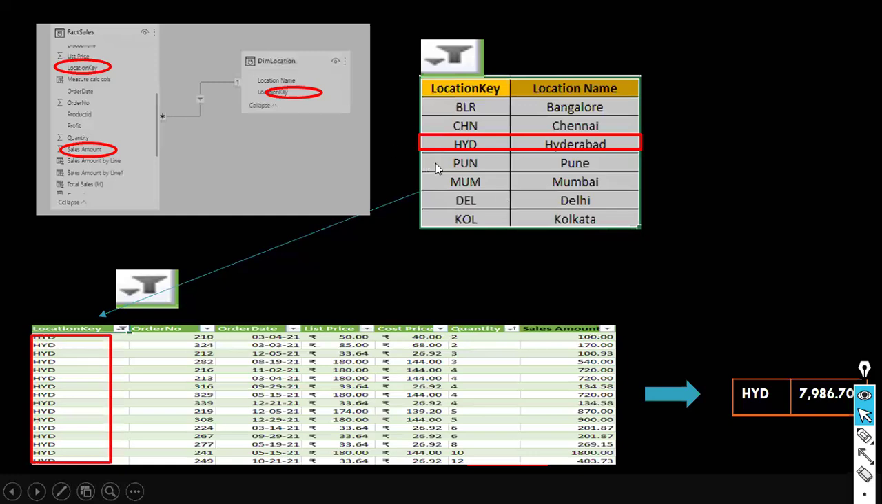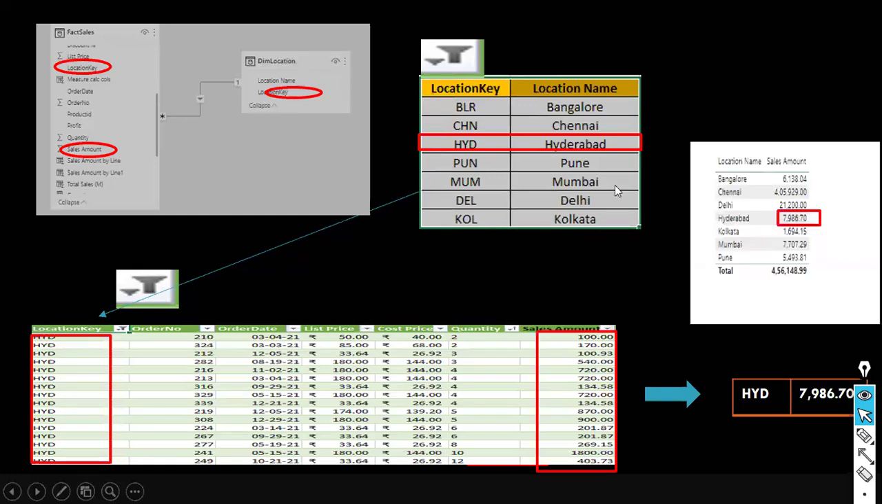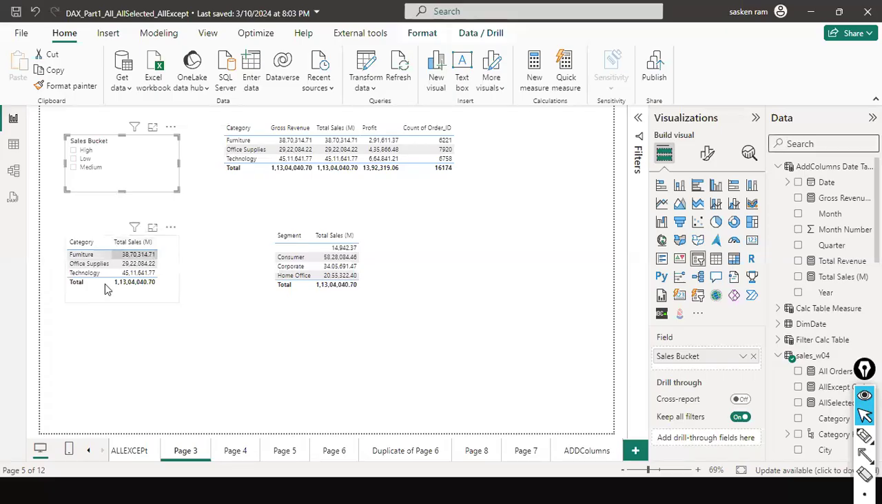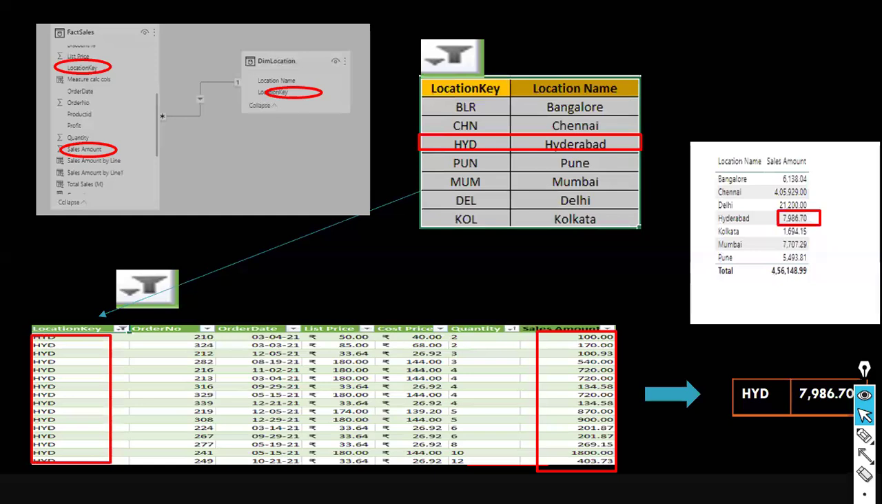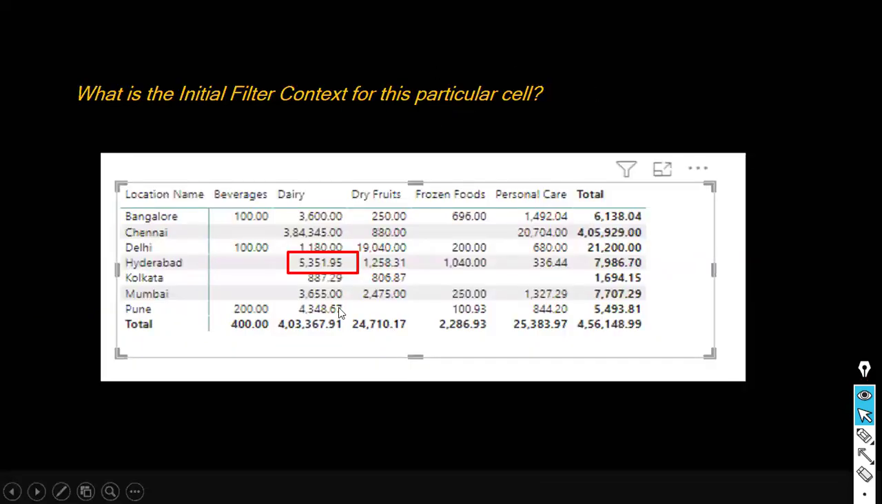And next it goes to the Pune record, and the Pune key will be passed here. Only the Pune transactions will get grouped together, and it applies the total sales on the sales amount. That is how it calculates the total sales for each category and total sales for each segment automatically behind the scenes. So now you tell me, what is the initial filter context for this particular cell?